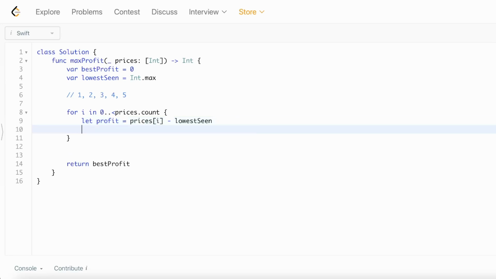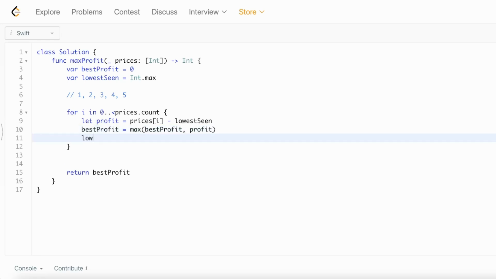And so what we want to do for the next step is say, all right, the best profit that we can get is going to be the maximum of the best profit that we currently have or the current profit that we have. And then we want to update our lowest seen potentially. We're going to say the lowest seen is going to be the minimum of either the lowest price we've seen so far, and also, in the min operation, we're going to plug in the current prices of i.